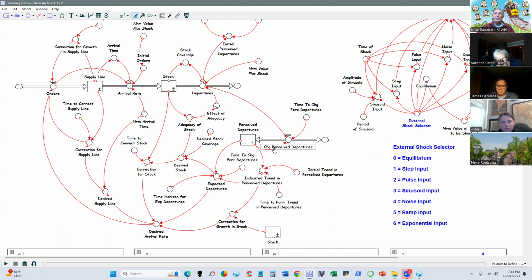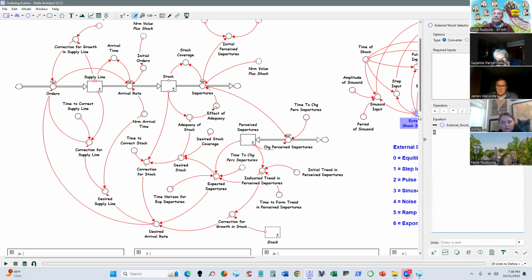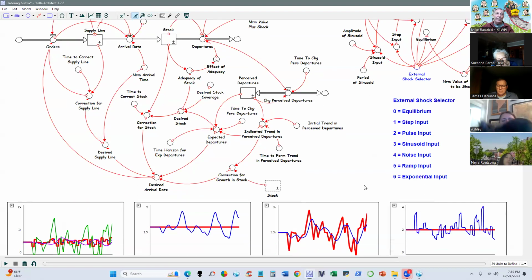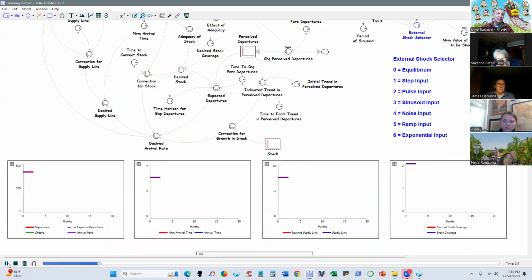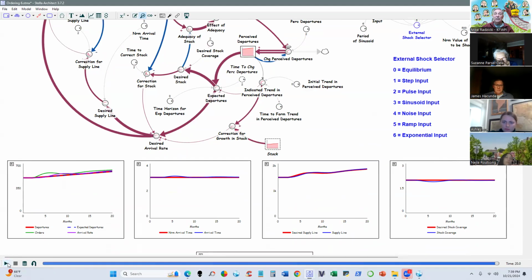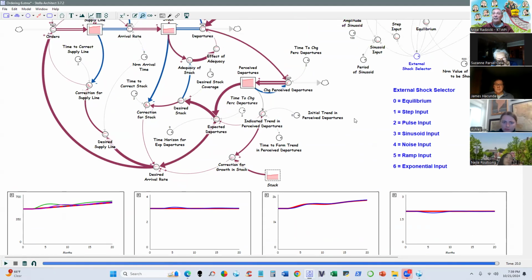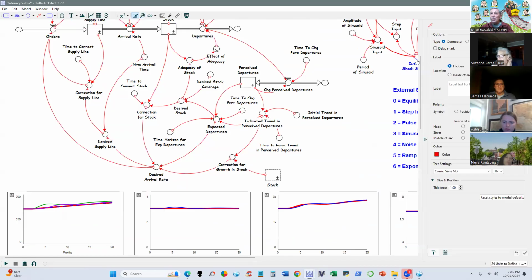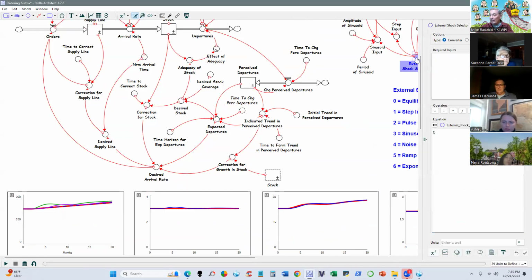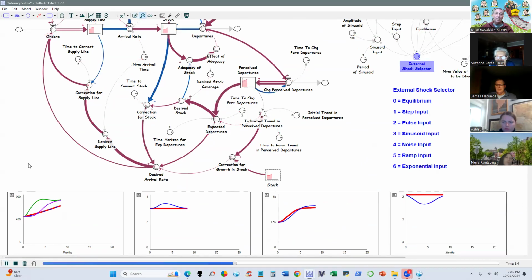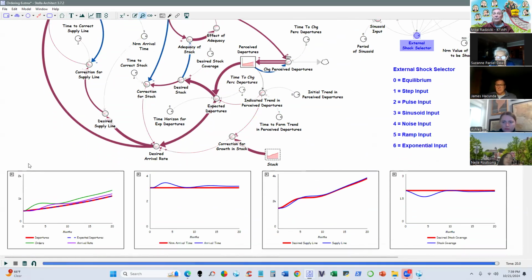So we got the first order material delay. So let's run the ramp. And it's pretty much the same. It's okay. And if we go with the exponential growth, it takes a while to catch up. See, I only ran it out 20. You got to run it out a little longer.